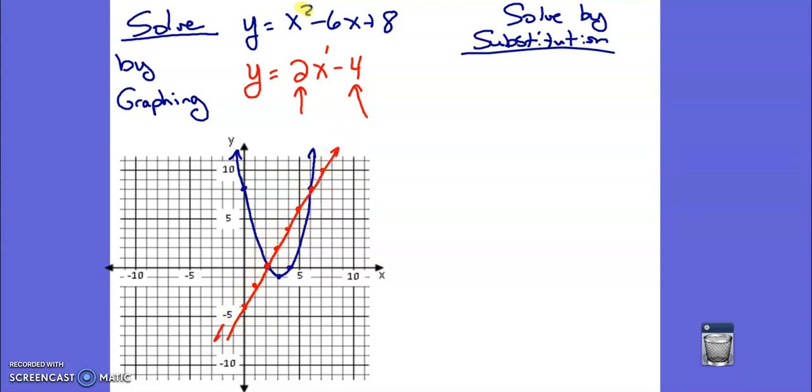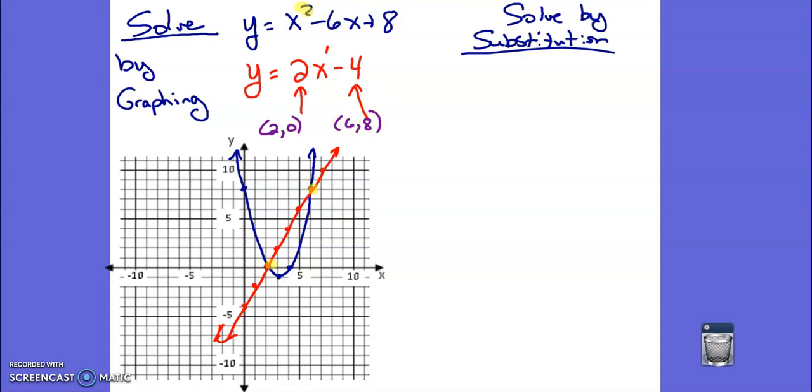And notice I see my 2 points of intersection right there and right there. So I have (2, 0) and I have (6, 8). Those are my 2 points of intersection. Now let's solve it by substitution.